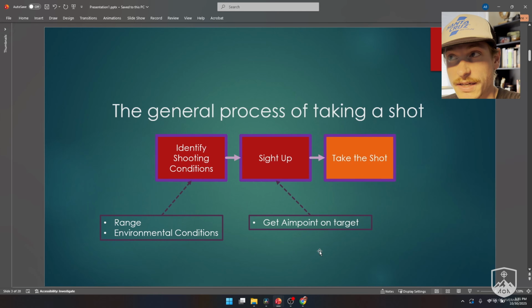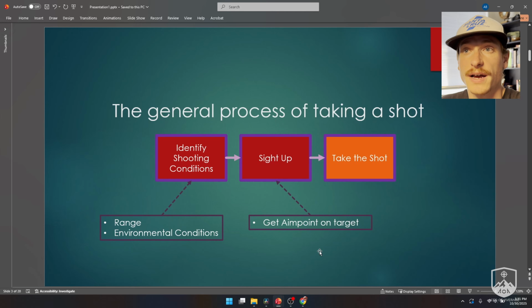The general process of taking a shot, we're going to identify our shooting conditions. We're going to sight up and take the shot. When you're identifying your shooting conditions, we're talking about how far your target is to the range, and then we're also talking about the environmental conditions. So that could be anything from temperature to humidity to wind and more. We'll talk about that later.